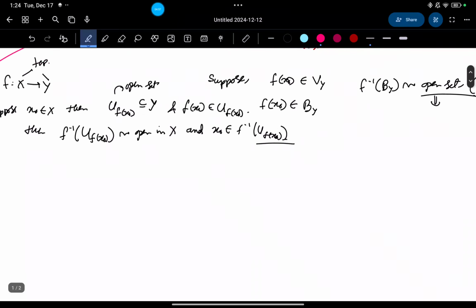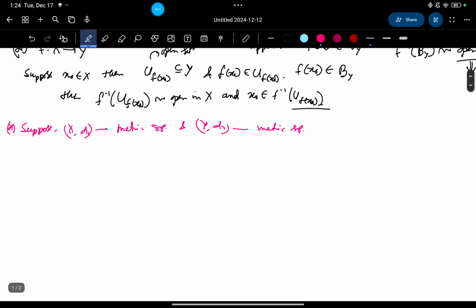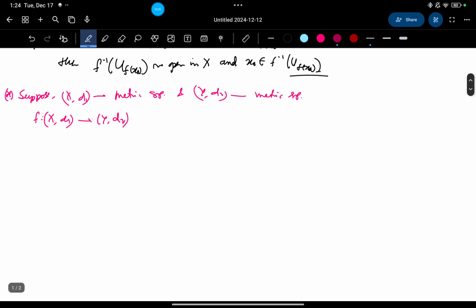Okay, so you see one thing: suppose we have (X, d1), a metric space, and (Y, d2), another metric space. Then suppose we have a function f from (X, d1) to (Y, d2). But as well we can cook up topological spaces (X, tau d1), which is metrizable, induced by the metric d1, and (Y, tau d2), which is induced by the metric d2, and we can have the same functional mapping like this. Then both the definitions are equivalent.